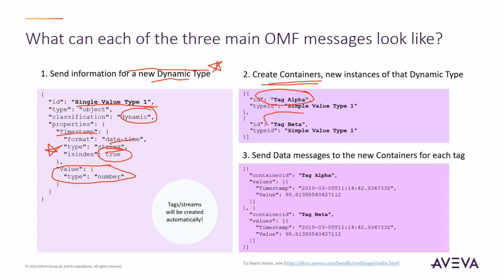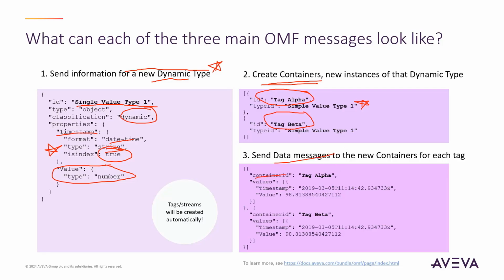So I'll create a stream or a tag named tag alpha and tag beta. What's the type ID? And this type ID is going to tell my destination, is it going to have a timestamp? Is it going to have a value? And so now my destination knows, perfect. These are the instances, the containers, and I know what they're going to be formatted as because I already have that type. Then finally, you can send some nice streamlined data messages.